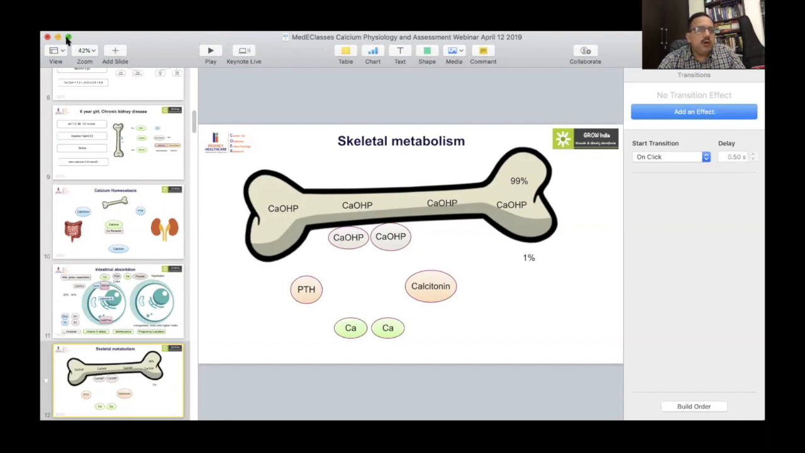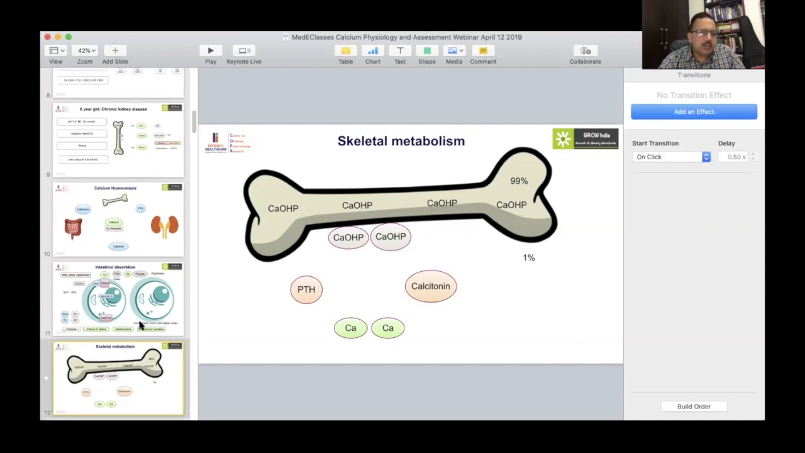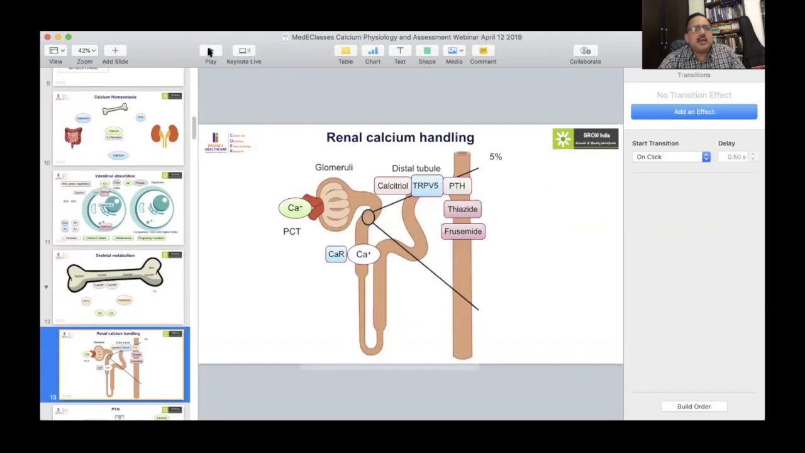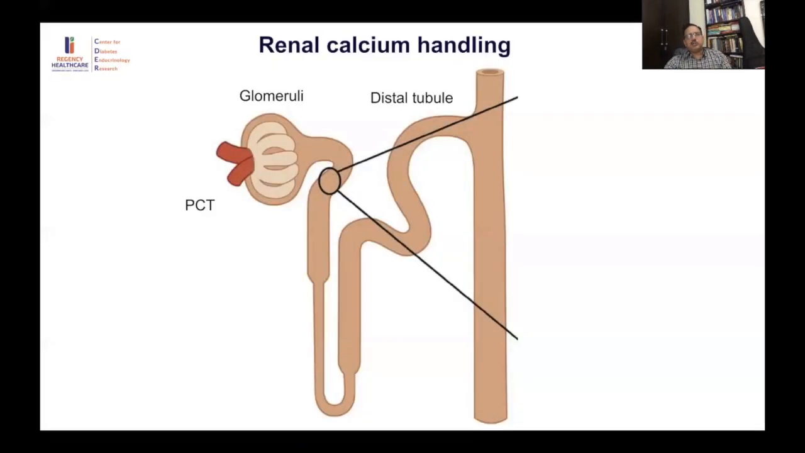So now we'll move forward to the next aspect of the second major organ in terms of calcium handling, that is the kidneys. And kidneys play an important role in chronic regulation of calcium homeostasis. So if you have hypercalcemia, the kidneys will result in loss of calcium. And most calcium, which is actually filtered off in the kidney, is actually reabsorbed at the level of proximal convoluted tubule. And this is regulated by the calcium sensing receptor.